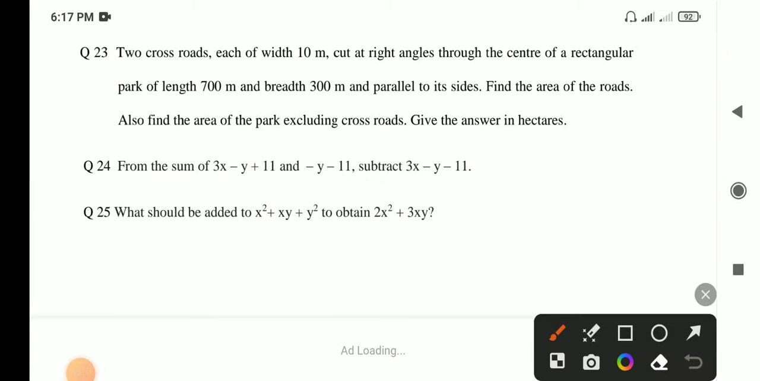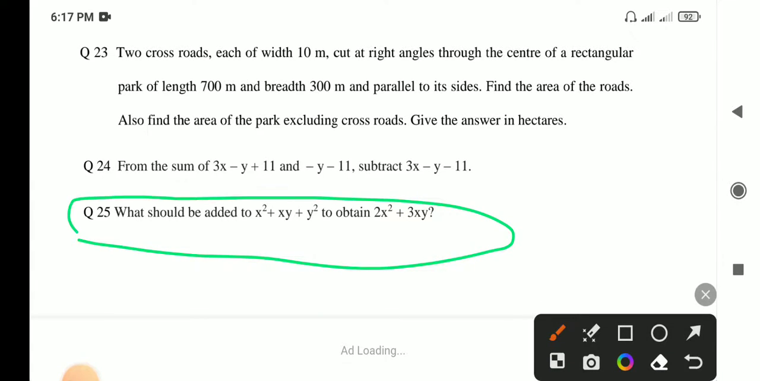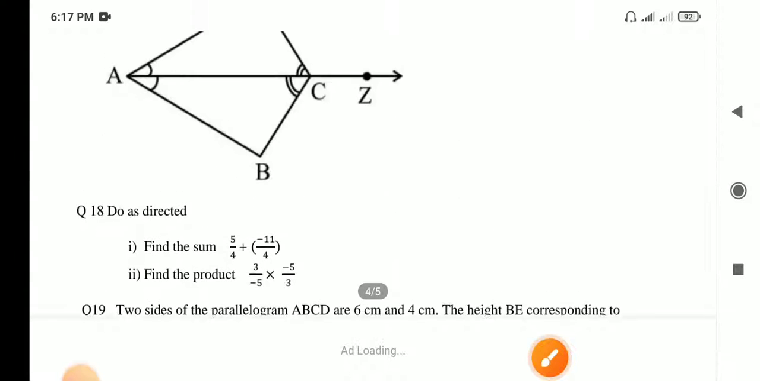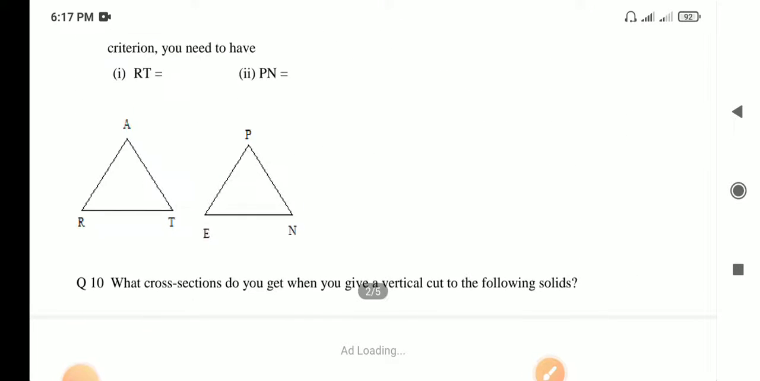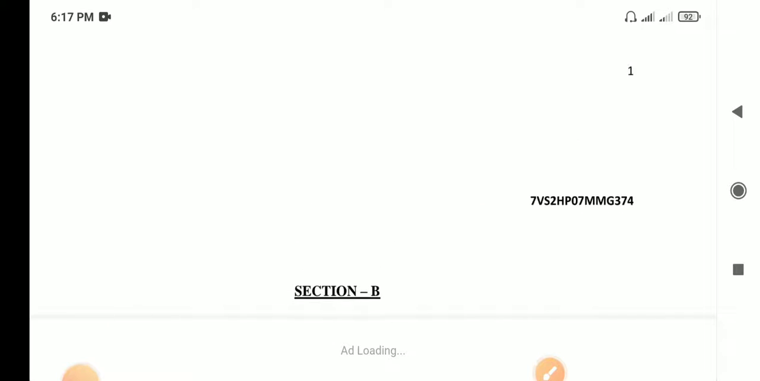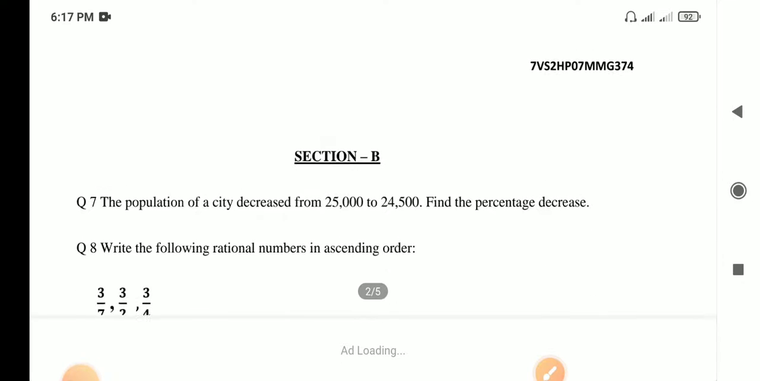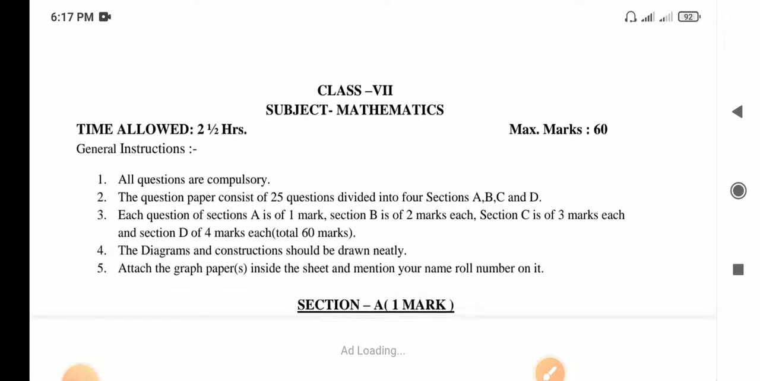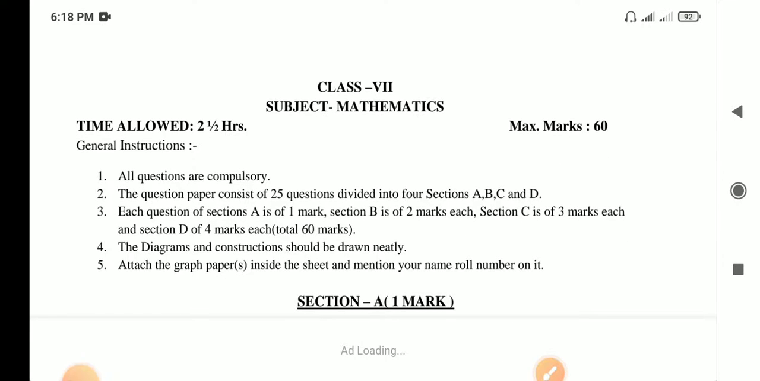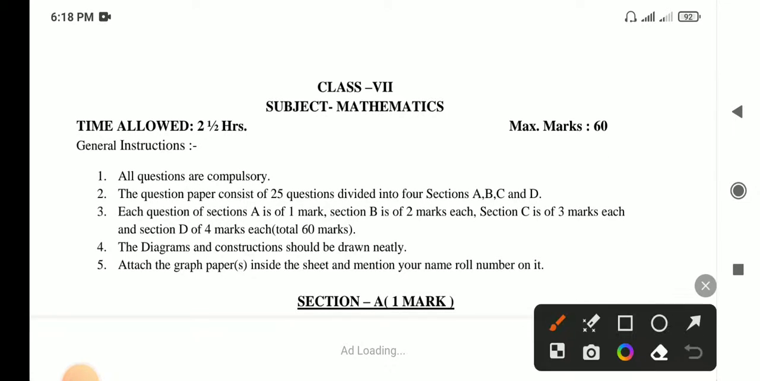I hope you have understood all these questions. Our questions are very simple, and I am sure that you all can solve these questions if you have solved the questions in your textbook. Then do these questions. The time allowed is 2.5 hours, and after solving questions you can take the pics of all the pages in your answer sheets and you can send me to my WhatsApp number.